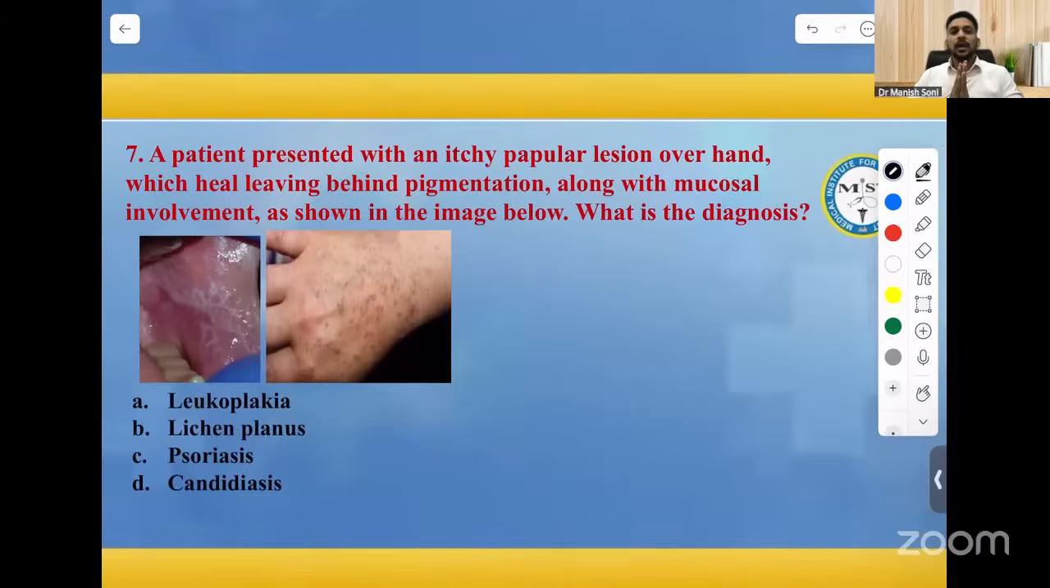Next is a patient presented with an itchy papular lesion over hand as shown in the image, which heals leaving behind pigmentation along with mucosal involvement. So not only skin is involved, mucosa is also involved, as you can see in the image. As shown in the image, what is the diagnosis? So itchy papular lesions over hand which heal with pigmentation. Mucosa is also involved. What is the diagnosis?